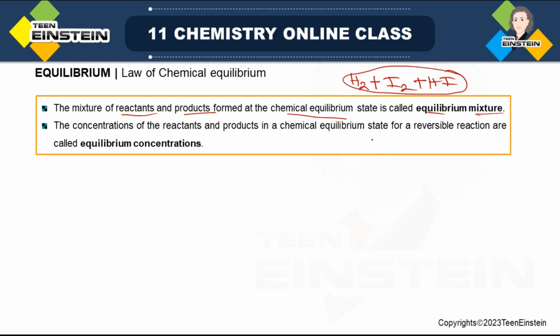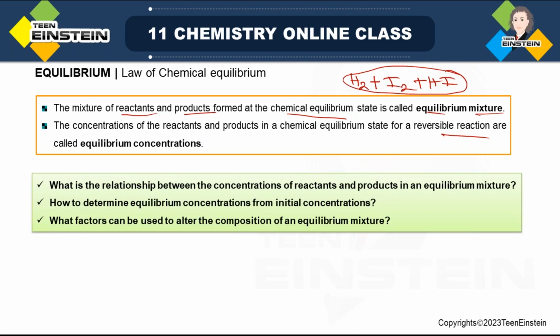And the concentrations of the reactant side species and product side species, when the equilibrium state is reached for a reversible reaction, you can call the equilibrium concentrations. It is not the concentration at any time of this reaction; only when the equilibrium is reached can you use the term equilibrium concentration for all the species involved in the reaction, whether reactants or products. Fine. So two terms: equilibrium mixture, equilibrium concentrations.